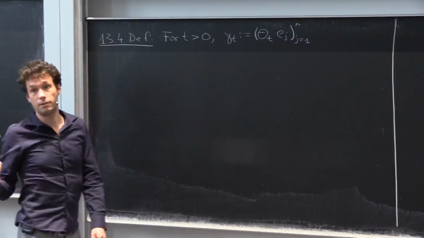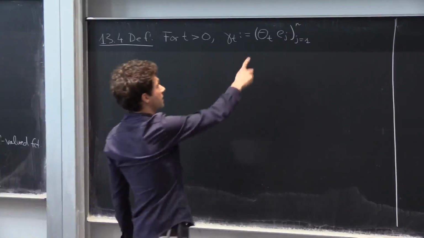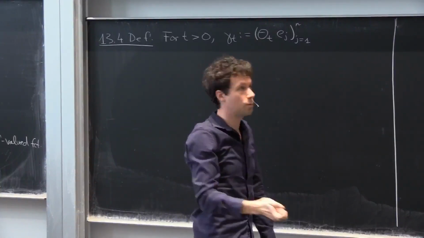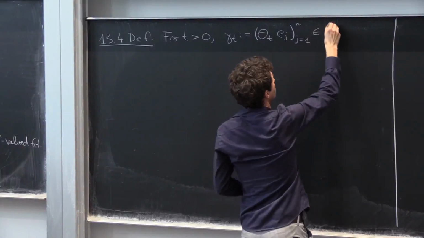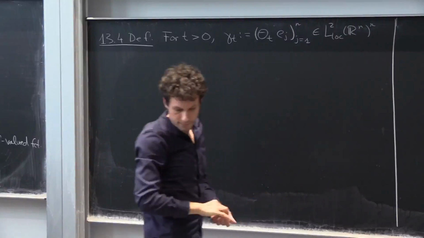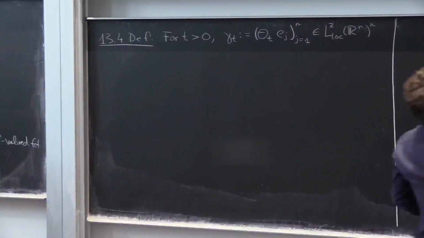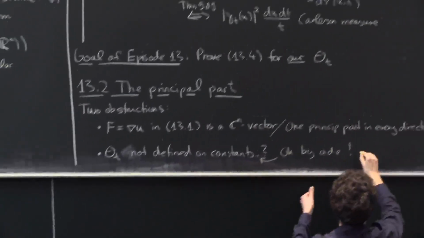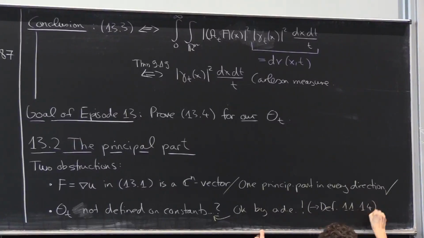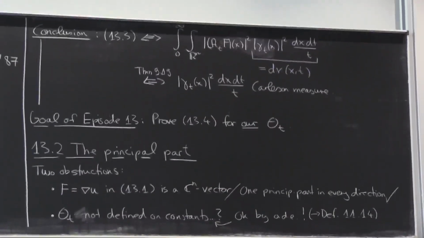We know that because of off-diagonal estimates, I can define this. Theta t has a well-defined action on L infinity, and it gives back locally square integrable functions. So this is a function in L2 loc of R^n to the n. Off-diagonal estimates, if you want the reference, this was definition 11.14. Definition 11.14 is what I'm using to make sense of this object.